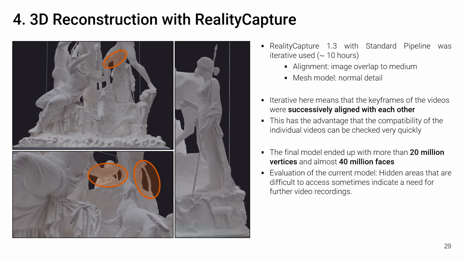The final model we see here has more than 20 million vertices and more than 40 million faces. The model is already of very high quality and has a high level of detail. However, it is still easy to identify faulty elements. As we can see here, hidden areas that are difficult to access sometimes indicate a need for further video recordings.